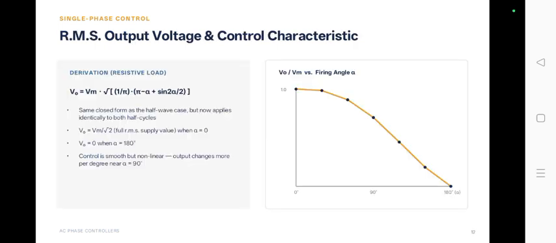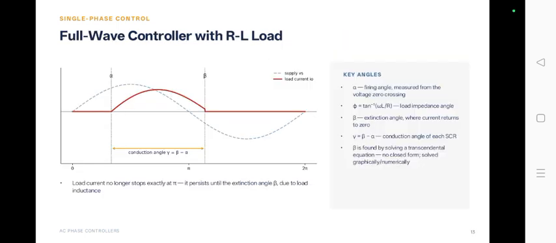Next one is output RMS voltage. Here V0 is equal to Vm by pi, which is the RMS output voltage. Next one is the full wave controller with a resistive load. It is the waveform of the full wave controller with resistive load.